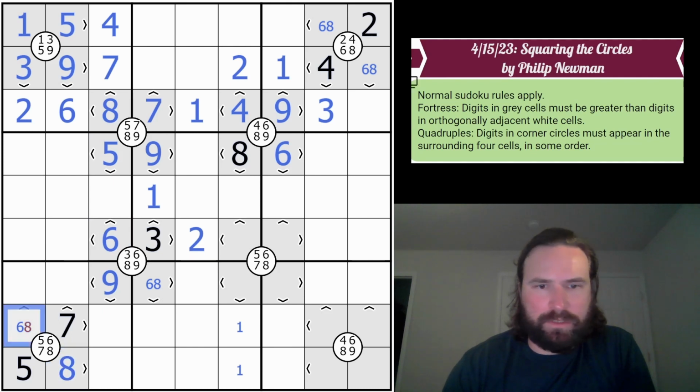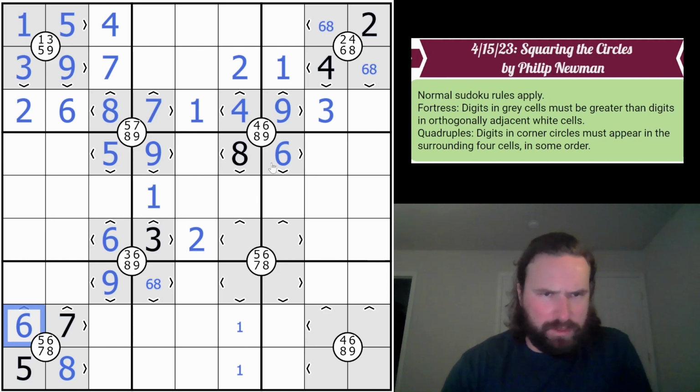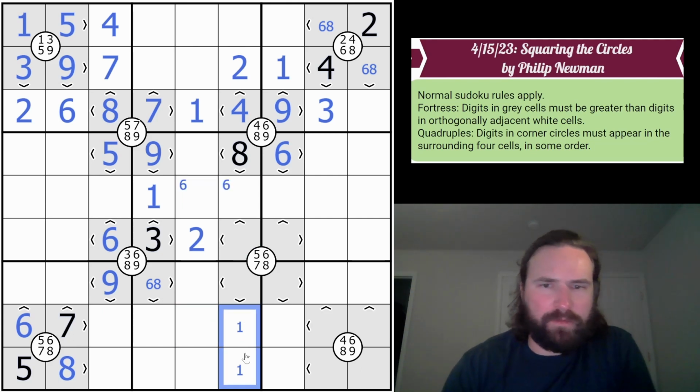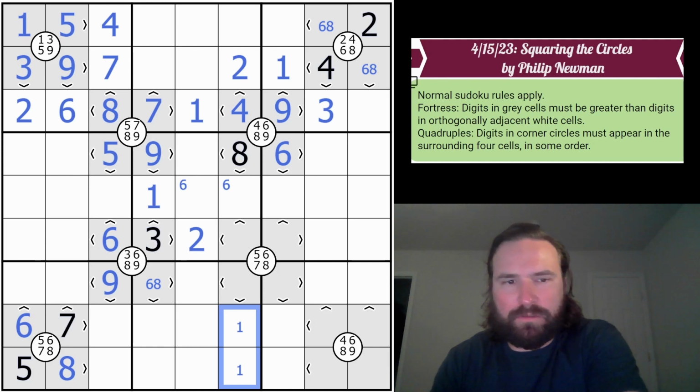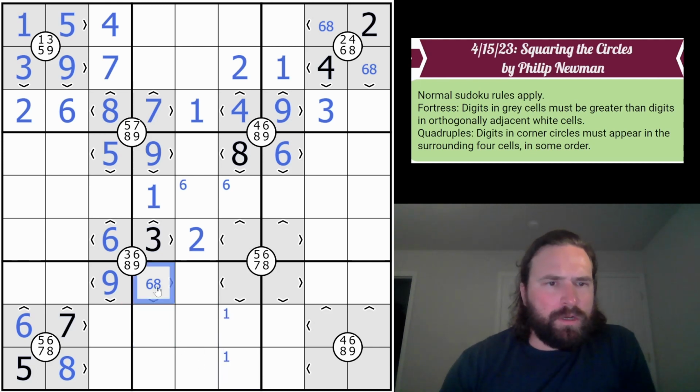Making this a 6. Okay, would love to get the 6s and the 8s flowing. They're all over the place. Alright, one of these two has to be a 6, which means that this can't be a 6. It couldn't have been anyway, but... Alright, one of those has to be a 6. I don't like how these ones are centralized. Alright, this is an 8.